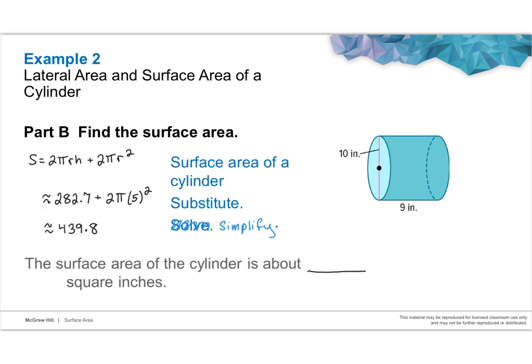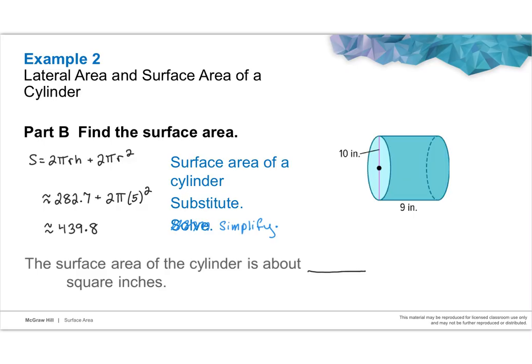Now we need to continue and find the total surface area of this cylinder. We found the lateral area, so the total surface area, as a reminder, is that lateral area plus 2 of the circular bases. So that's 2 pi r squared. And we already figured out our r before is 5. So we're going to add in 2 pi times 5 squared to our lateral area.